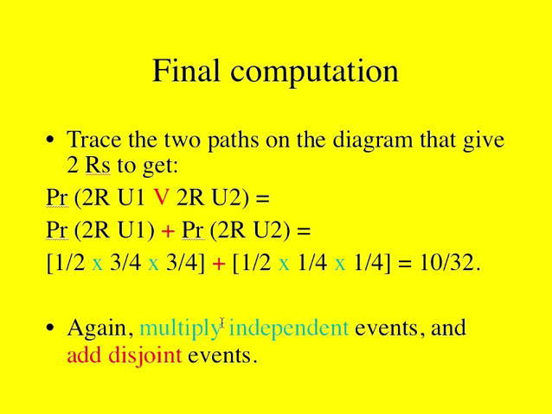So here's the bottom line. You multiply events that are independent, and you add events that are disjoint. And then to establish that they're disjoint or independent, you've got to apply the definitions. Okay, that's a lot.